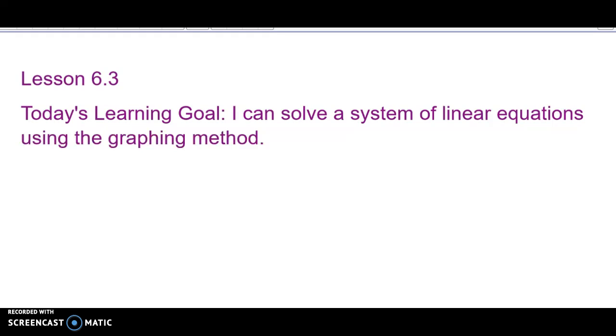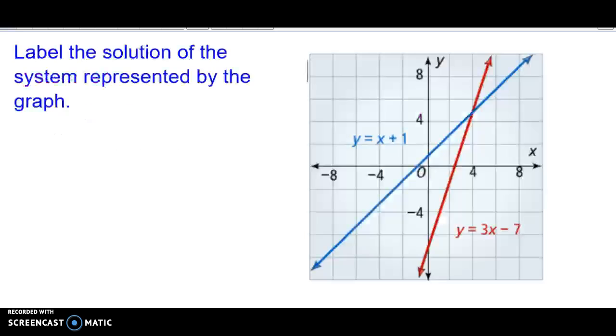Today we're looking at lesson 6.3. We are going to learn how to solve a system of linear equations using the graphing method. So this is the first of three methods we'll look at. So let's review a few things about systems.